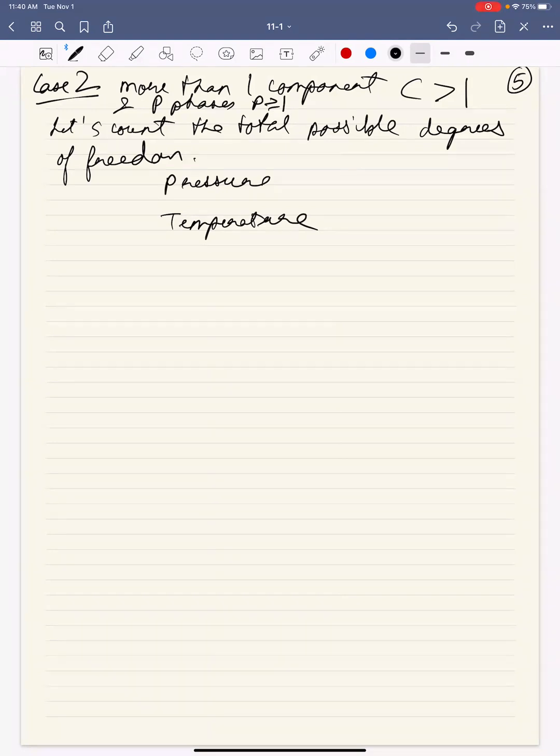Let's count the total possible degrees of freedom in such a system without worrying about constraints or anything like that. How do we count it? What are the first two that come to mind? Pressure and temperature, right? So pressure, temperature. What else? Mole fractions. How do we think about mole fractions now? Who wants to help me?